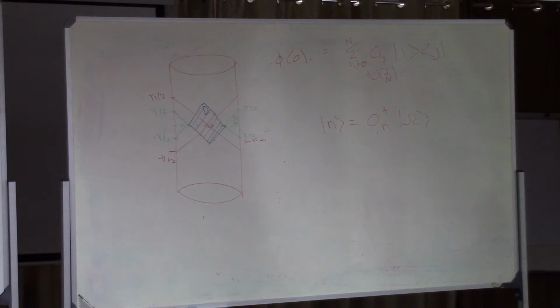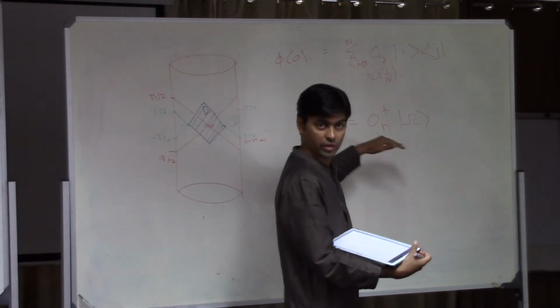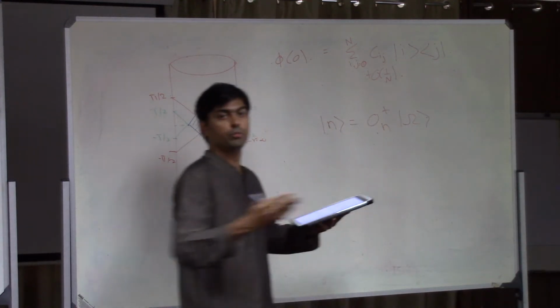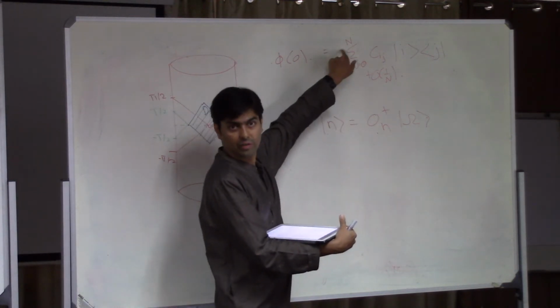So by taking one of these creation operators and acting on the vacuum, this gives you a set of single particle states. You can act with two creation operators, and that will give you a set of two particle states, and so on. Once again, I never want to consider more than capital N particle states.